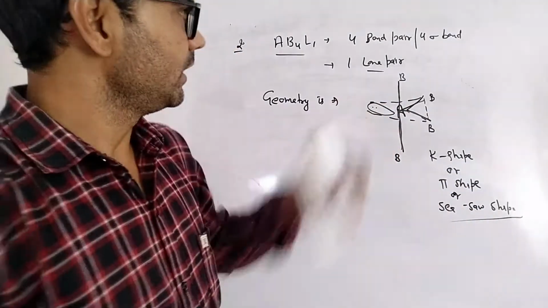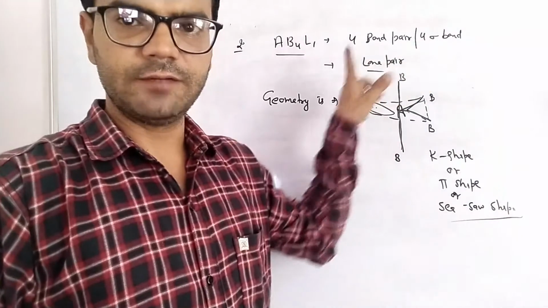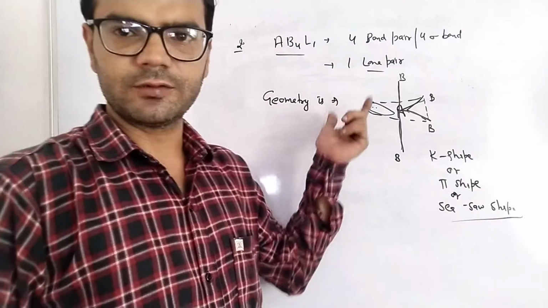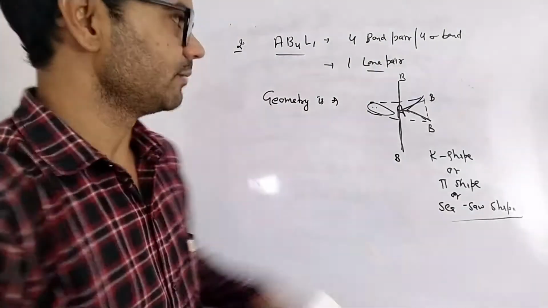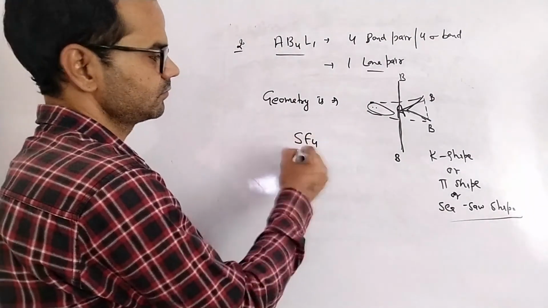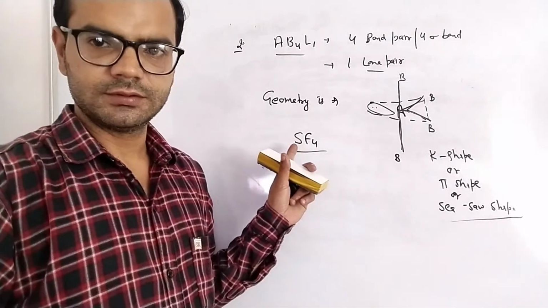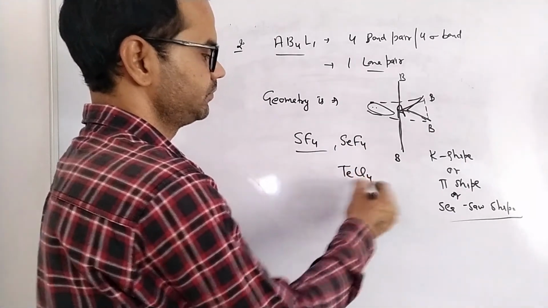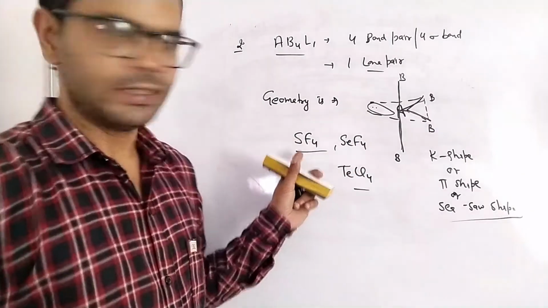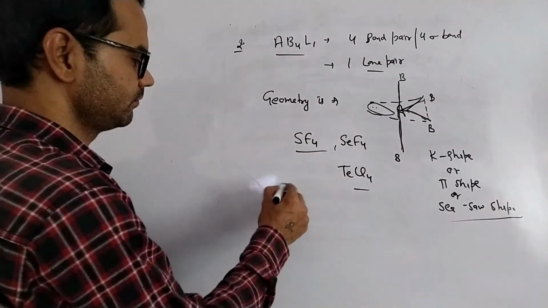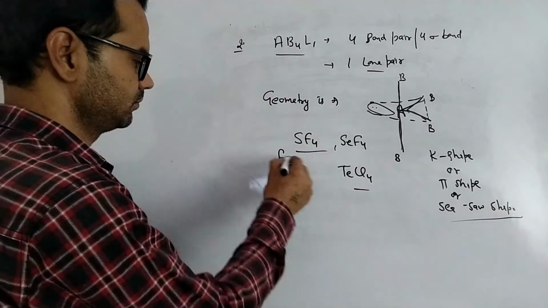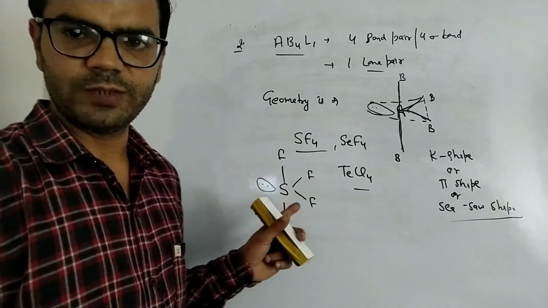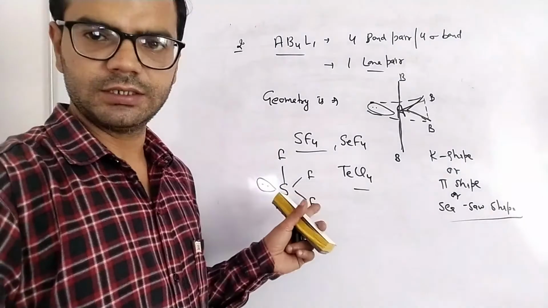For example, we need 4 sigma bonds and 1 lone pair. So total 6 valence electrons are required. 6 valence electrons are present in group number 16. So examples can be created: SF4. Geometry again we can draw. This is the geometry for SF4, right?